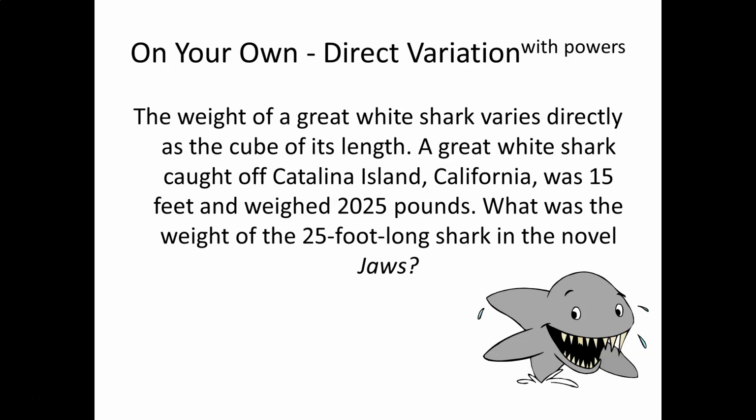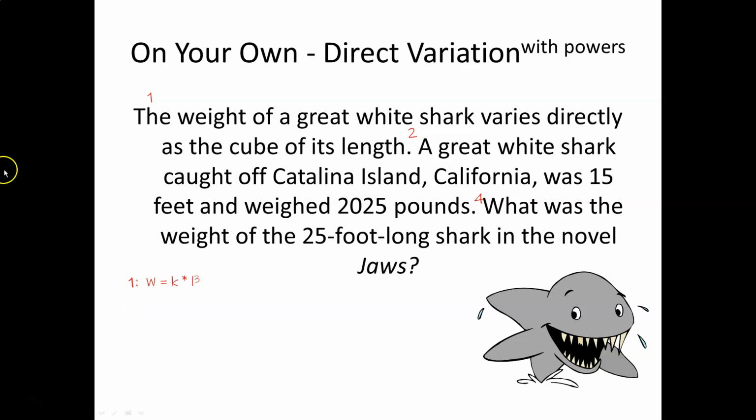Here's another one for you to do on your own. Direct variation with powers. I'm going to read you through this and then pause the video and see if you can do this on your own. The weight of a great white shark varies directly as the cube of its length. A great white shark caught off Catalina Island, California, was 15 feet and weighed 2,025 pounds. What was the weight of the 25-foot-long shark in the novel Jaws? Okay, here's part 1, part 2, and part 4. Go ahead and pause your video.